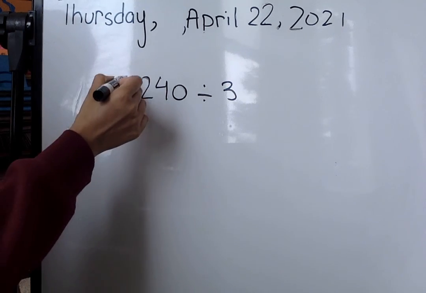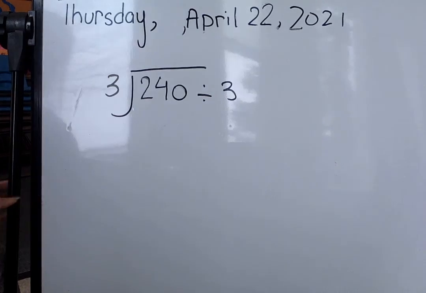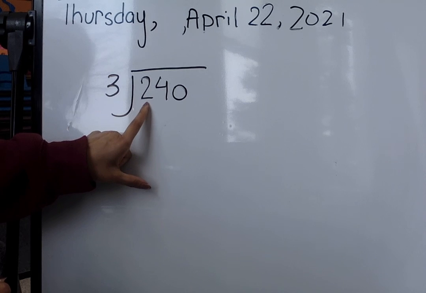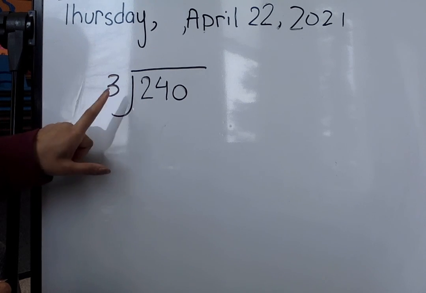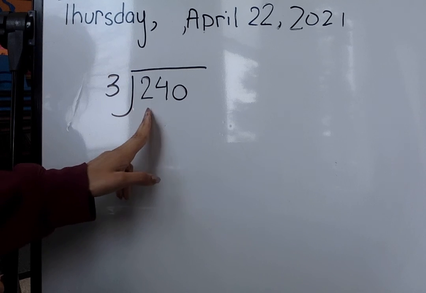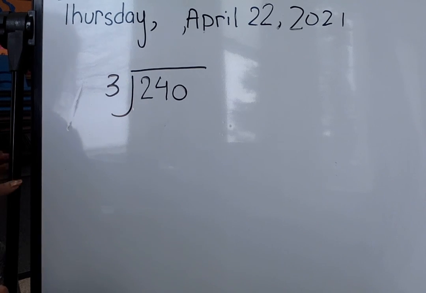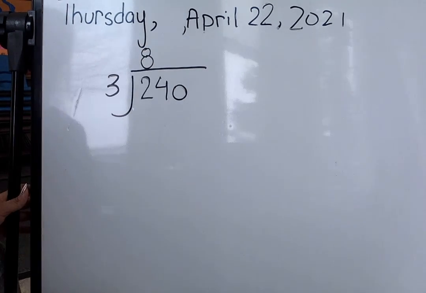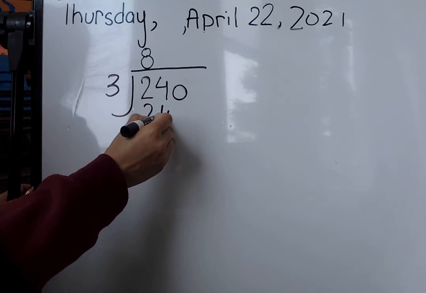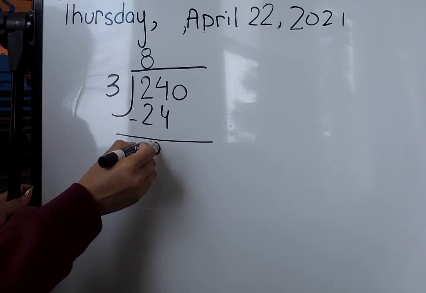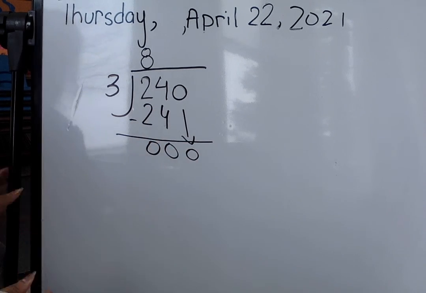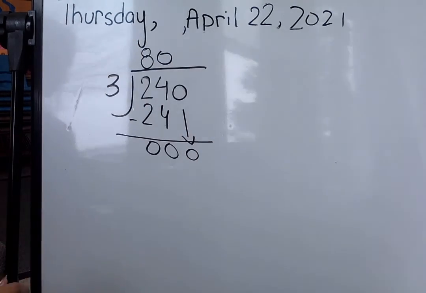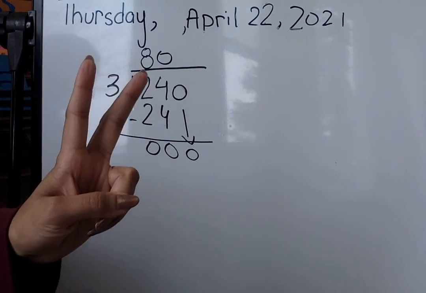So let's go ahead and do this. Okay, 3. We don't have enough to fit 3, 3 cannot go into 2. So we are going to combine this number and make it 24. We go to our 3 times table and we know that 3 times 8 gives us 24. So we write that down, we bring it down, we are left with 0. But because we brought this down and we can't do anything with it, we are going to put a 0 at the top.